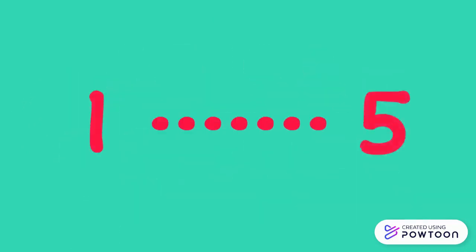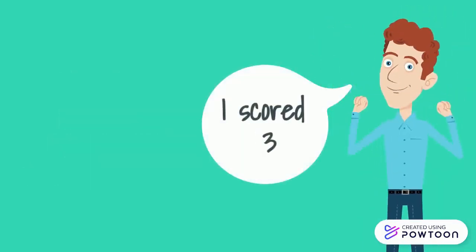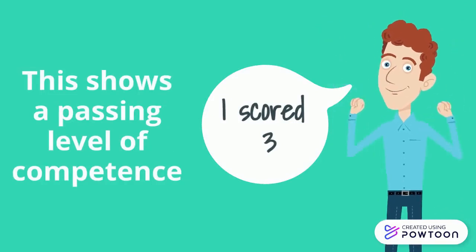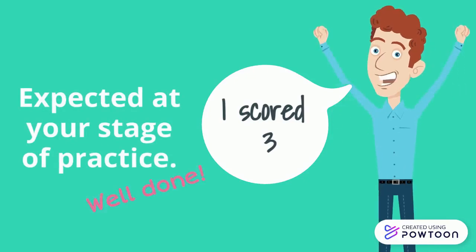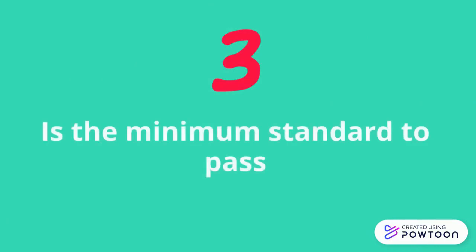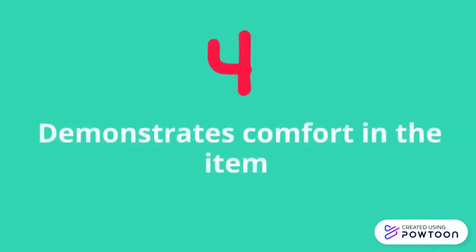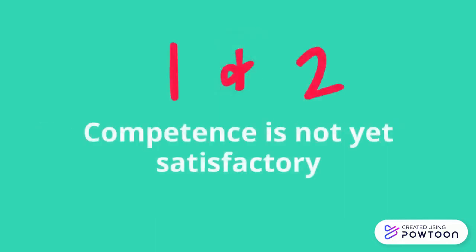Each item on the ANSAT is scored on a scale of 1 to 5, with a higher number showing greater apparent competence. A score of 3 shows that you have achieved a passing level of competence that would be expected at your stage of practice. A minimum score of 3 is needed on the ANSAT for each standard. A score of 4 demonstrates comfort, and a score of 5 reflects sophistication in respect to the given item, whilst a score of 1 and 2 indicates that competence is not yet satisfactory.